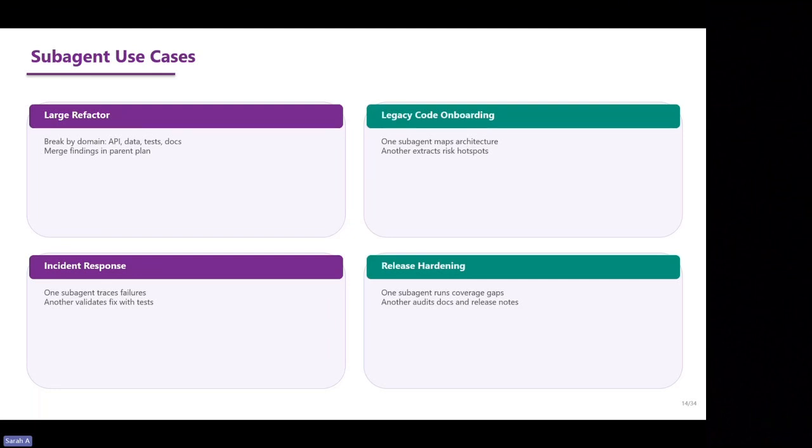And finally, another reason why people use sub-agents would be before shipping your code, right? You want confidence. So one sub-agent can check what is missing, what the weak coverages are. Another agent can check, okay, what is our documentation like? What are the release notes? So these are the reasons why people use sub-agents instead of using one agent to do everything.